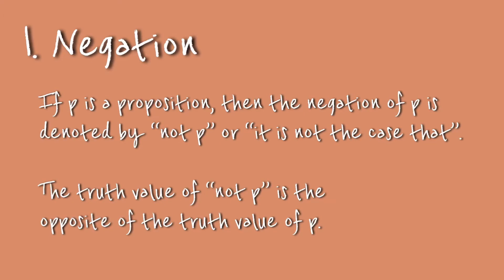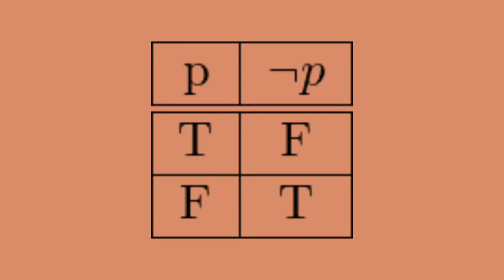First, we have the negation. If P is a proposition, then the negation of P is denoted by not P, or it is not the case that P. The truth value of not P is the opposite of the truth value of P. Next, I am going to show the truth table of not P.